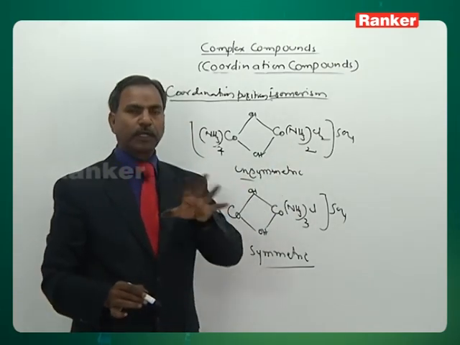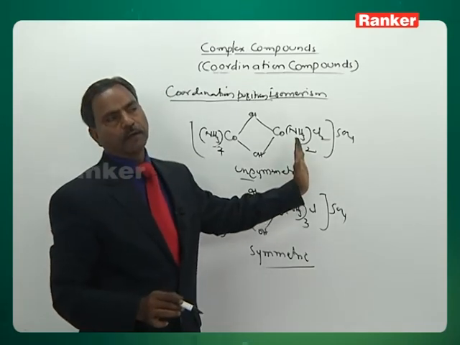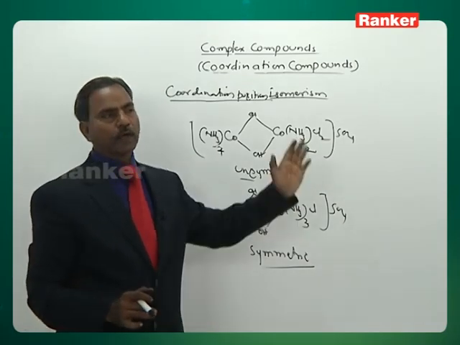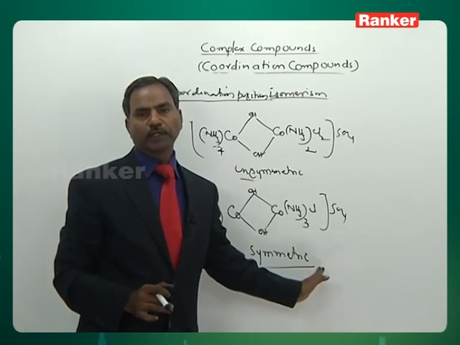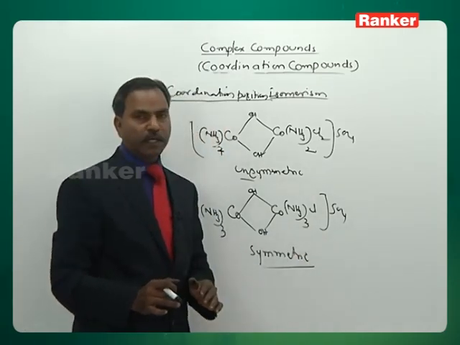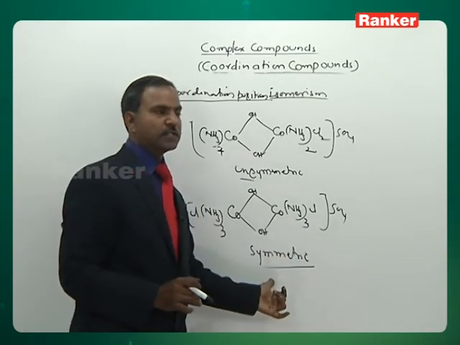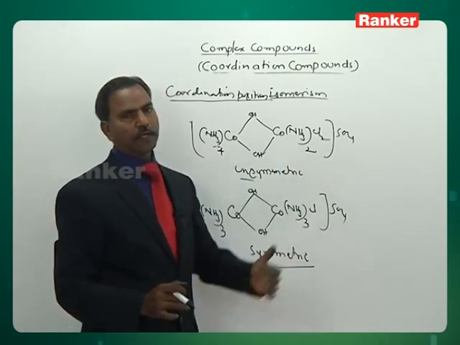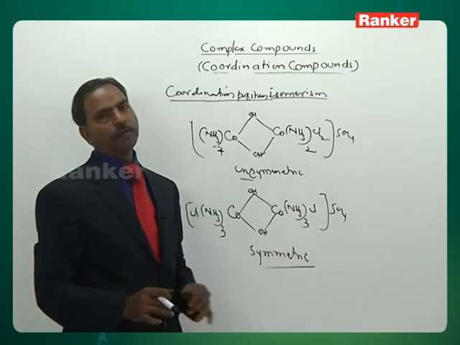So you want to prepare this particular complex only. You want to prepare only unsymmetric? No. 100% unsymmetric we will not get. Along with this, definitely 30% of the other complex you are getting. Next, you want to prepare 100% only symmetric? No, you will not get 100% of this one. Definitely 30% you are getting. In the mixture, both will be there.